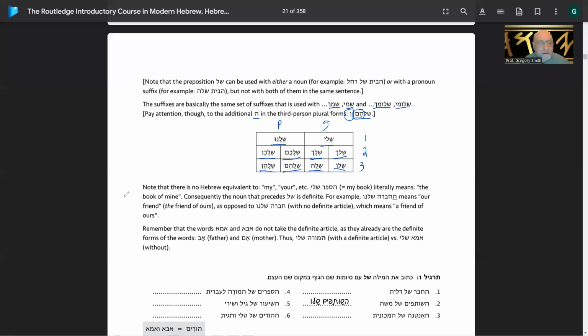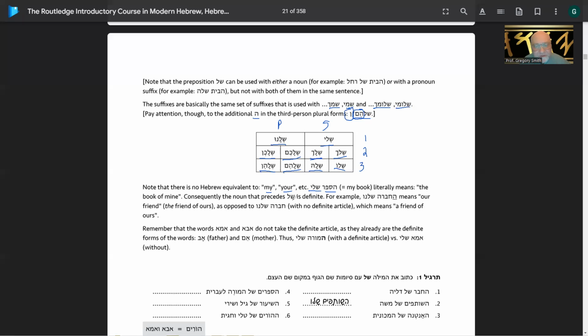Okay, all right. Note that there is no Hebrew equivalent to my or your, etc. Ha-sefer sheli. So it's like belonging to I. My book literally means the book of mine.